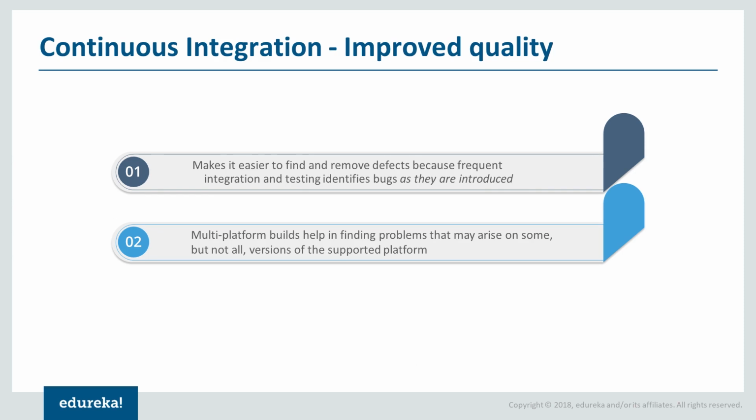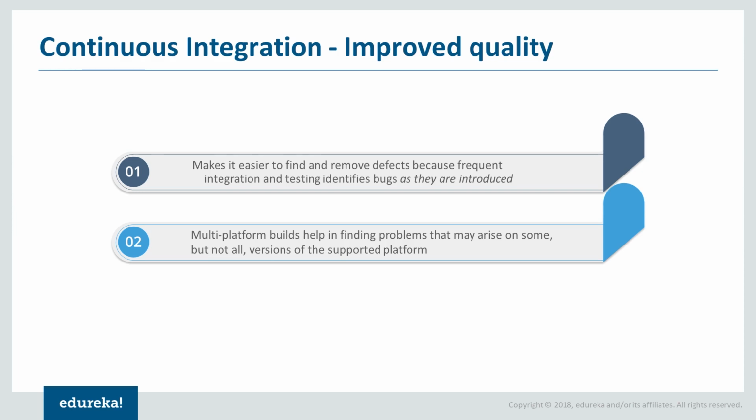So, making it easier to find and remove defects, because frequent integration and testing identifies bugs as they are introduced. I think we spoke about this a little earlier as well, that continuous integration as a practice does not let you remove the bugs completely. However, it makes the process of finding and removing defects extremely easy. It becomes a mundane task for you. If you find a bug, it's extremely easy to remove it as soon as it is introduced.